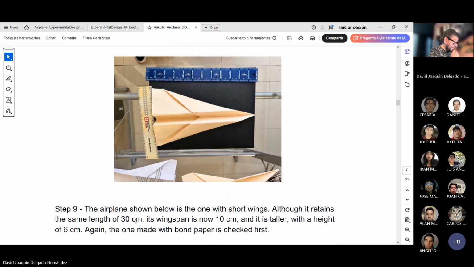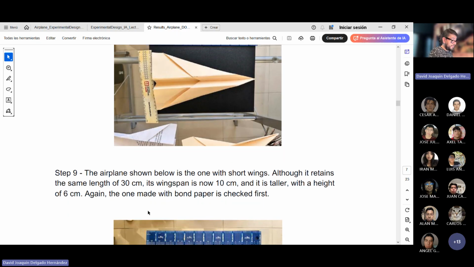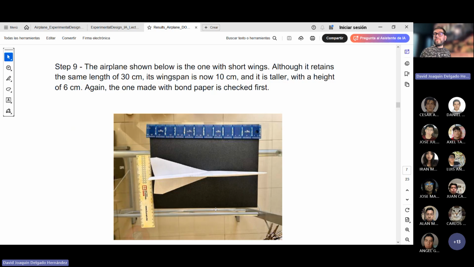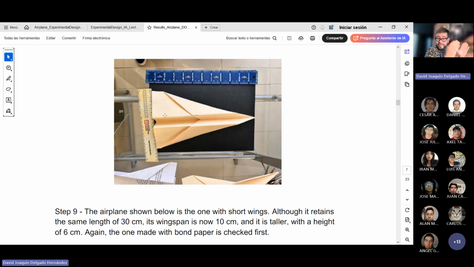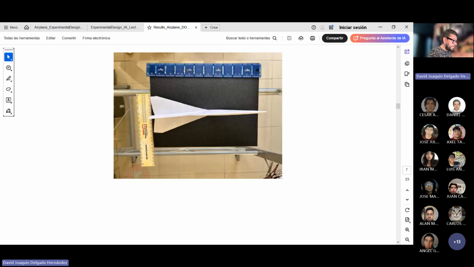Step number 9, the airplane shown below is the one with short wings, although it retains the same length, 30 centimeters. Its wingspan is now 10 centimeters and it is taller with a height of 6 centimeters. Again, the one made with bond paper is checked first. So I check it now with the short wings. Okay, this one has wide wings to fly, but the other one has very short wings. You can see here, this is very short. Okay, this is the bond paper.